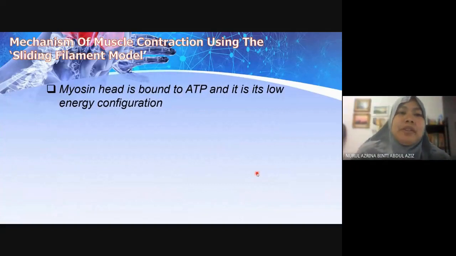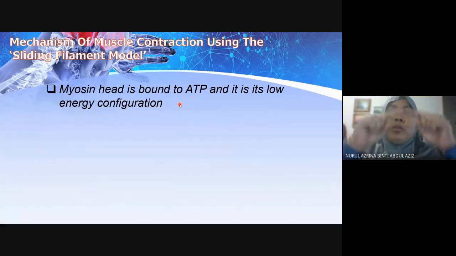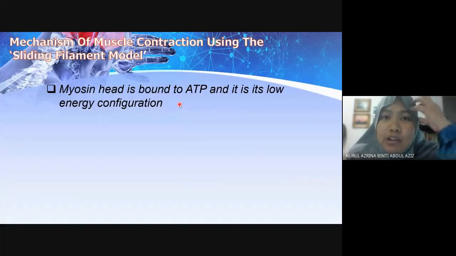So the first one, mechanism of muscle contraction using the sliding filament model. According to this model, what happens first is the myosin head is bound to ATP, and it is at its low energy configuration. Remember, myosin tu macam mana rupa dia yang bentuk macam kepala naga tu, dan yang ekor dia pintal-pintal tu. So when the myosin head bounds to ATP, it is at its low energy configuration. Low energy configuration means dia macam tak ada tenaga lah.